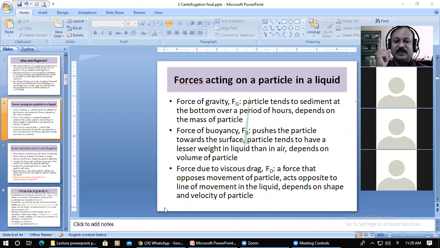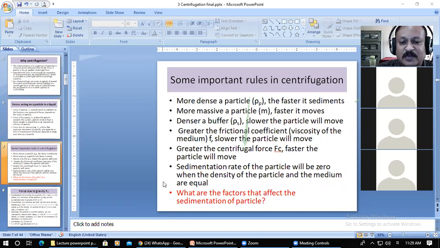Then you will realize that out of the three forces, one, the force of gravity, is going from top to bottom, trying to move the particle from the top to the bottom. The other two, the force of buoyancy and the force of viscous drag, are both acting in the opposite direction, trying to push the particle upwards. They are acting in the opposite sense, right? So then we go to the important factors which are going to determine the sedimentation of a particle in centrifugation.